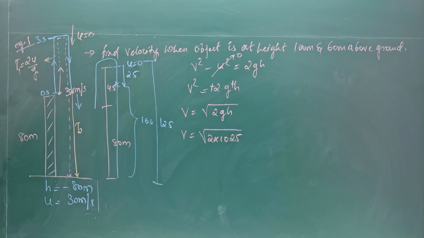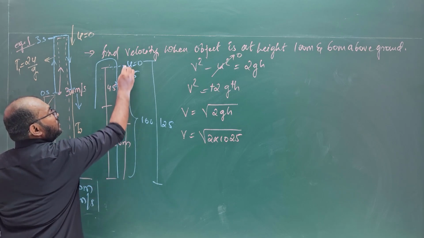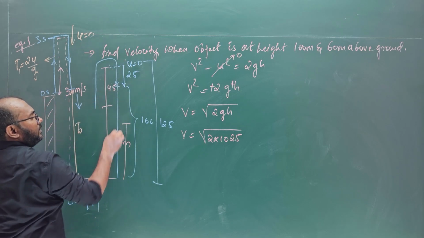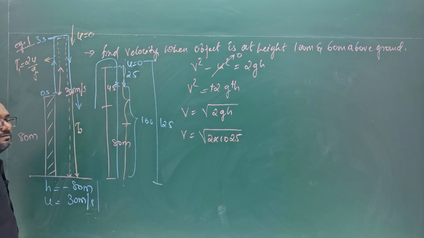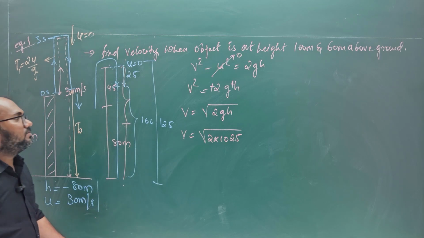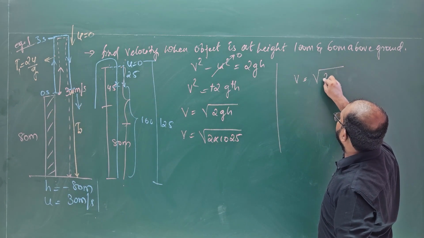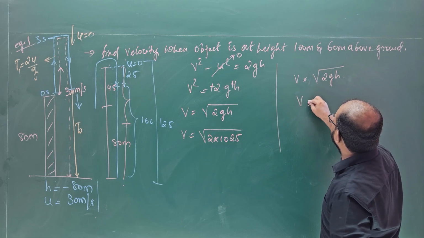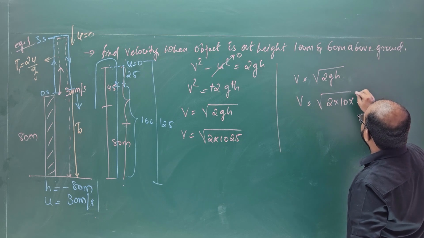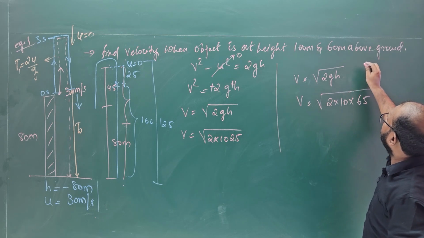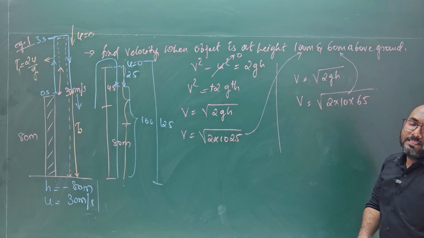Similarly, for 60 meter, can I say again the same thing? So from here to here 60, so total distance is 145. 145 minus 60, left out is what? 65. Similarly, substituting over here for 65, you will get v is equal to under the root of 2gh. So v is equal to under the root of 2 into 10 into 65. This will provide you the velocity for 60 meter, and this one will provide you the velocity for 100 meter.